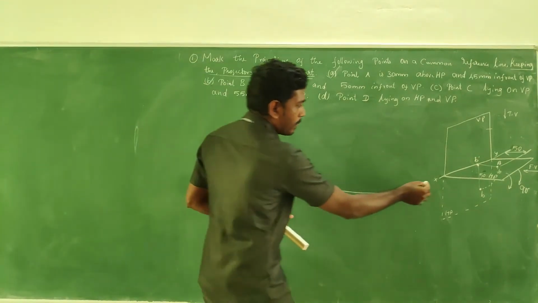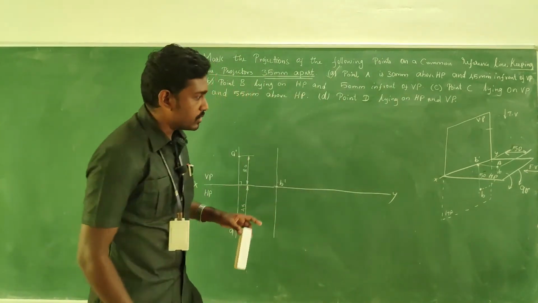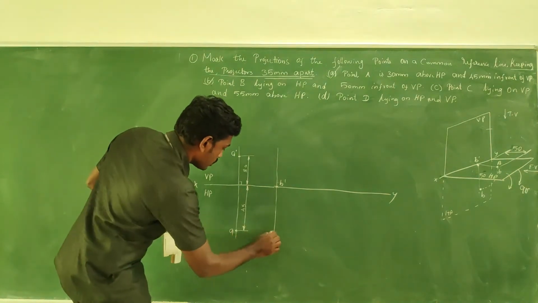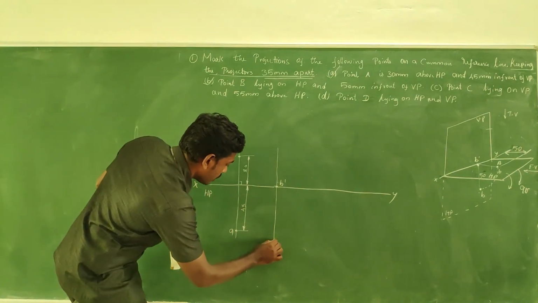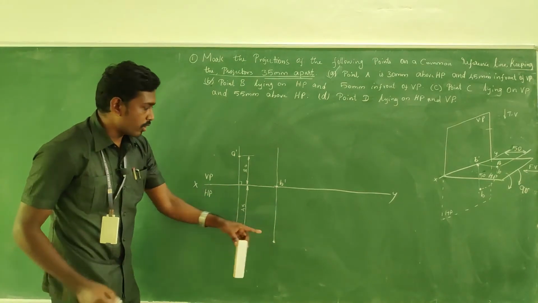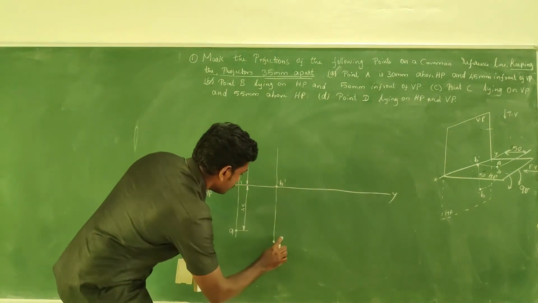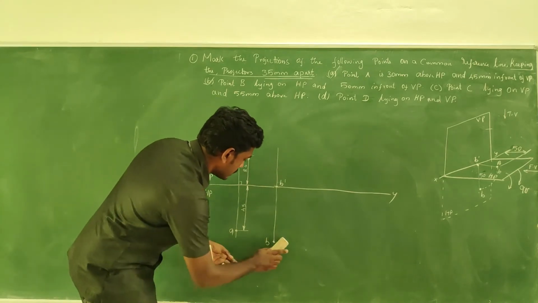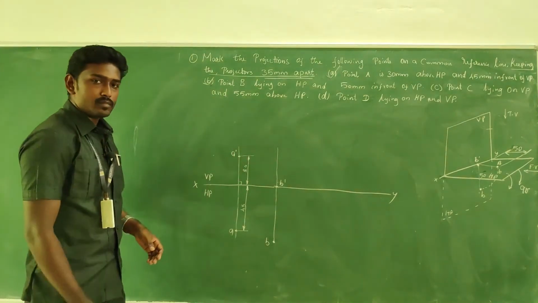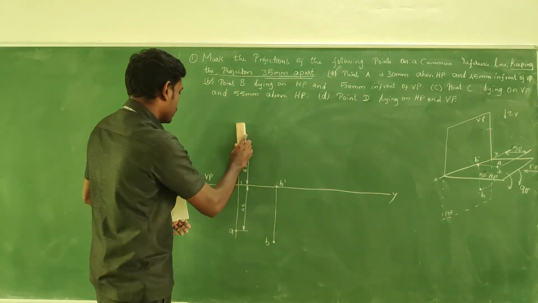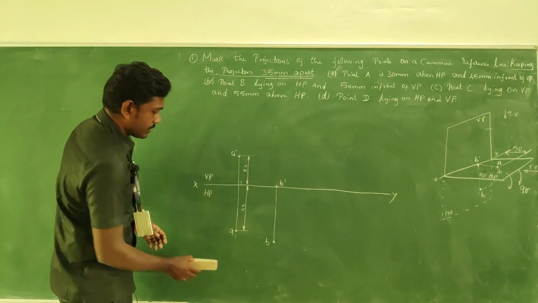What about the B top view measurement, which is 50? So from the reference line measure 50. I am making the point here. This is your B, top view, right? This is your B. So just remove all the remaining lines so that it will look better.